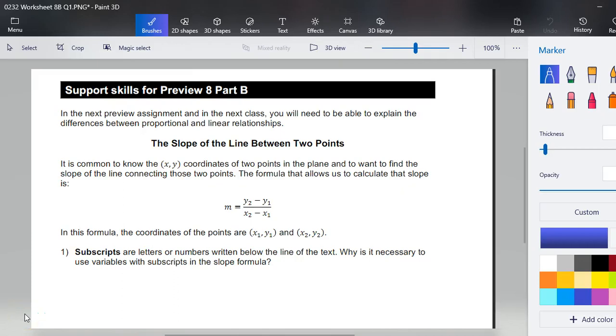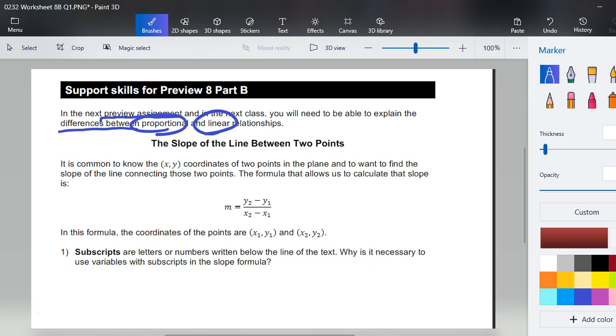Welcome back. We are now on worksheet 8B. In the next preview assignment and in the next class, you're going to need to be able to explain the difference between proportional and linear relationships. We're going to start with the slope of the line between 2 points.